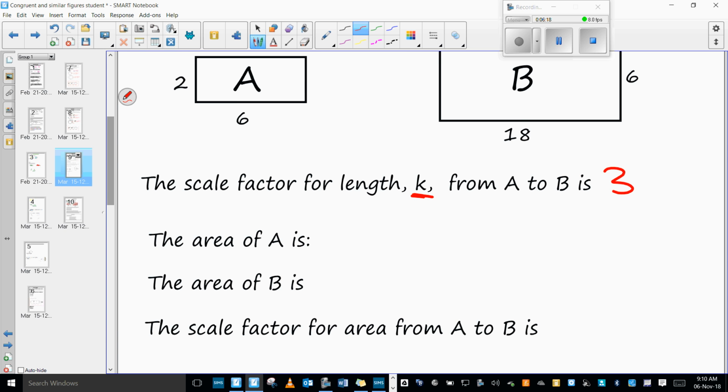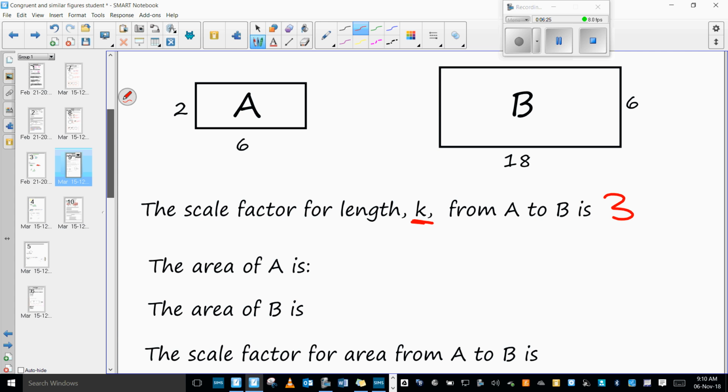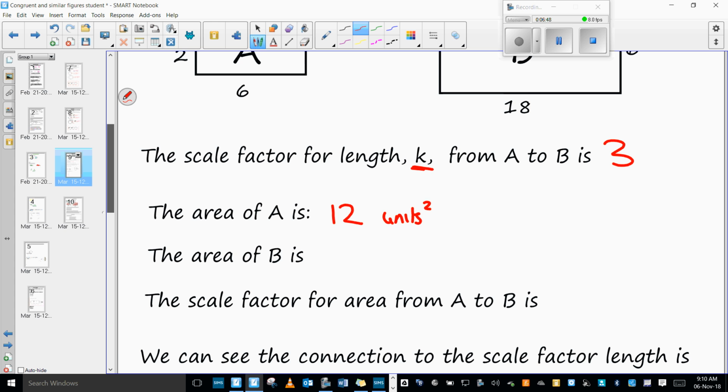But let's have a look at the areas of these shapes. Is it 3 times bigger? So what's the area of this rectangle? I've chosen rectangle because it's nice and straightforward. Sorry, what's the area of rectangle A? 12 units squared. And my area of shape B, Emily, is? What's my area of shape B? Rectangle B. How do you find the area of a rectangle?